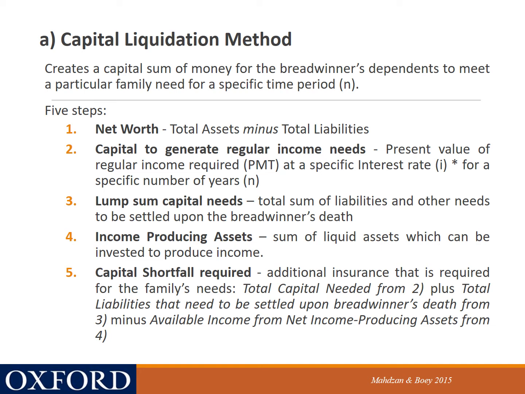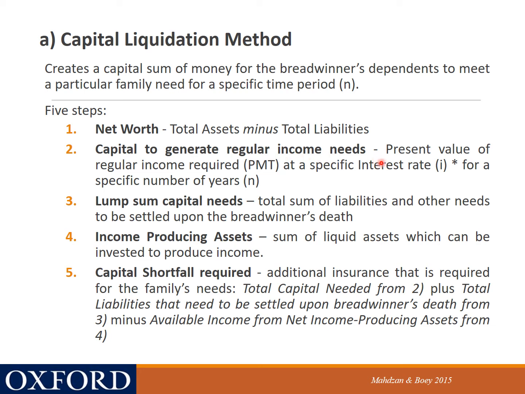The next method is the capital liquidation method. Here we will just basically go through this method. Firstly, what we'll do is to undertake these 5 steps. The first one is to compute the net worth of the insured, which is the total assets minus total liabilities, and then we would compute the capital needed to generate regular income needs.